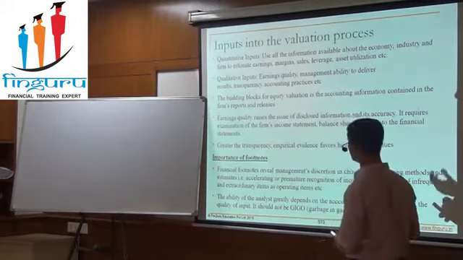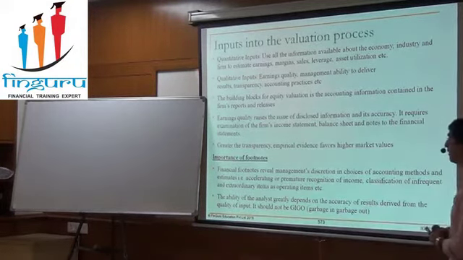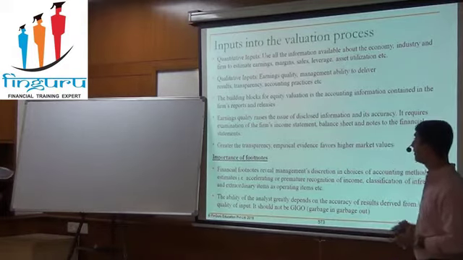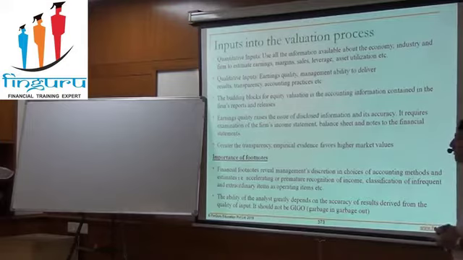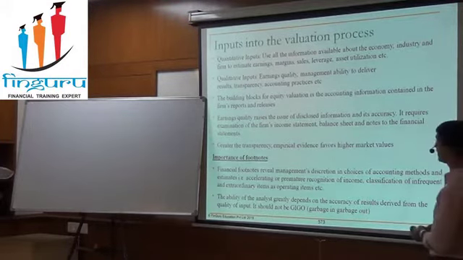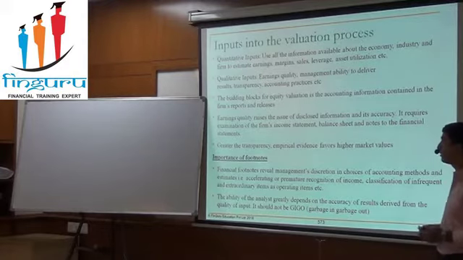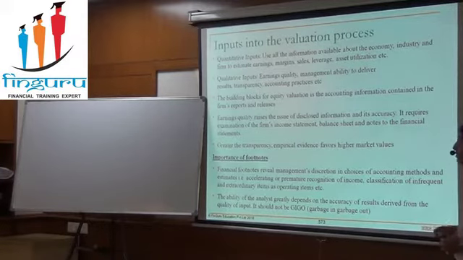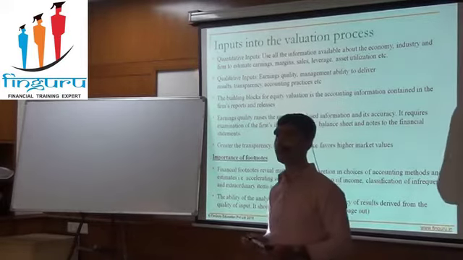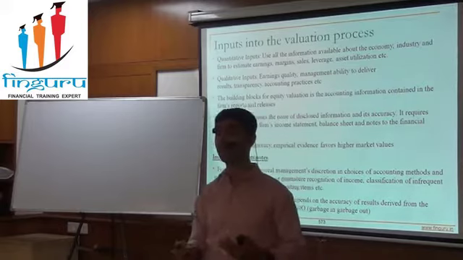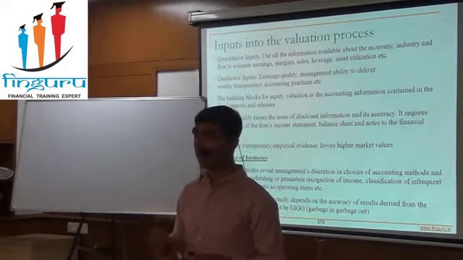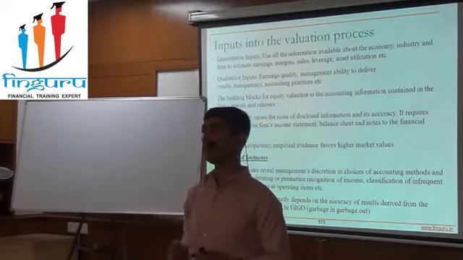So, qualitative inputs: earnings quality, management ability to deliver the results, transparency, and accounting practices. The building blocks for equity valuation are the accounting information contained in the firm's reports and releases. Earnings quality raises the issue of disclosed information and its accuracy. It requires examination of the firm's statements and notes to the accounts as well. And it has definitely been found that with greater transparency of data provided by the company, the risk perceived by the shareholders is lesser, and therefore the valuation of the company is higher.